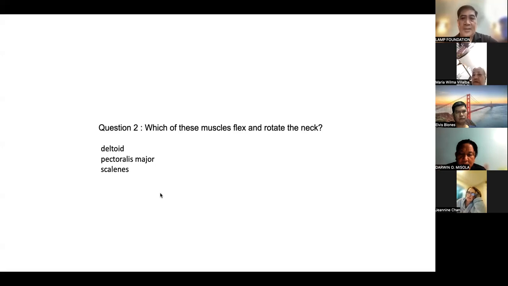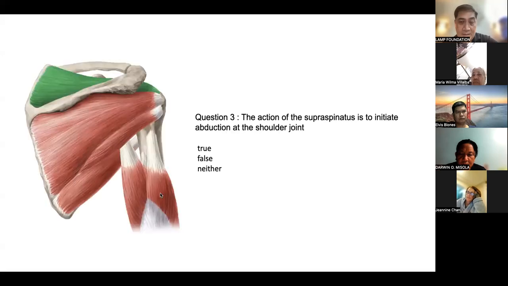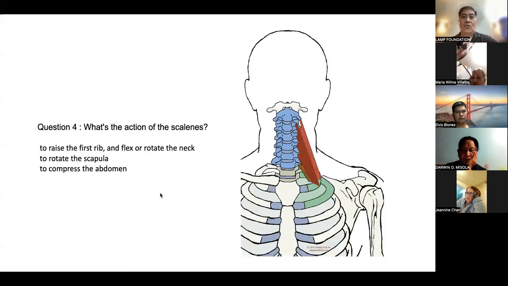Scalenes. Yeah, great. Scalenes pala. Diba? Nakita mo yung tatlong scalenes? Okay. Action of the supraspinatus is to initiate abduction at the shoulder joint. True or false? True. What's the action of the scalenes?